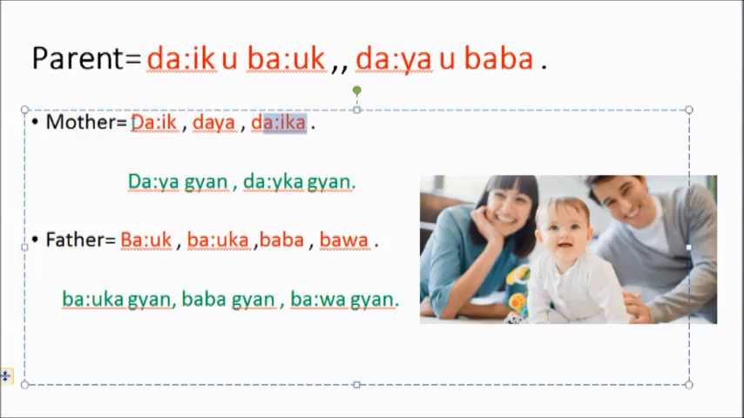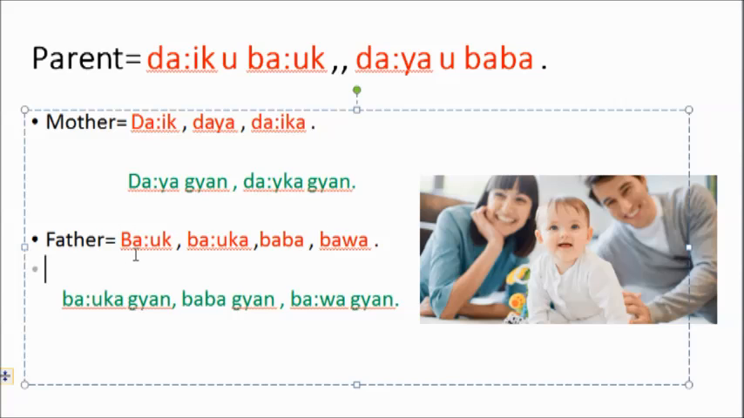Daika, if you take the word daik and put this short vowel at the end, a, it also can work as daya. So you say daya, daika. You also can say daika gyan. You also can add this gyan at the end. It will make it a really nicer sentence. So if you call your mother, call your daika, or call your daik, put this gyan at the end. It's really nice.